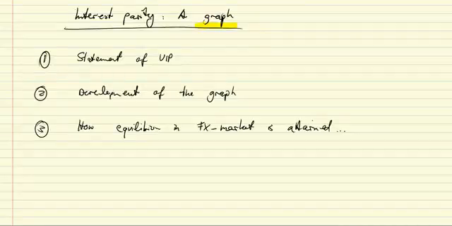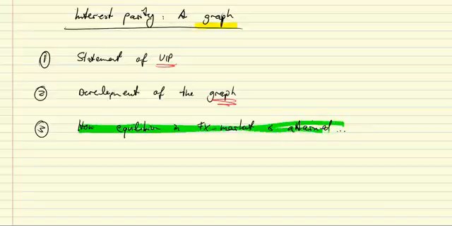First, develop a quick statement of UIP, the uncovered interest parity. And second, develop the graph itself. And third, importantly, consider how equilibrium in the foreign exchange market is attained. So we'll clear the page here and begin with that quick statement of UIP.